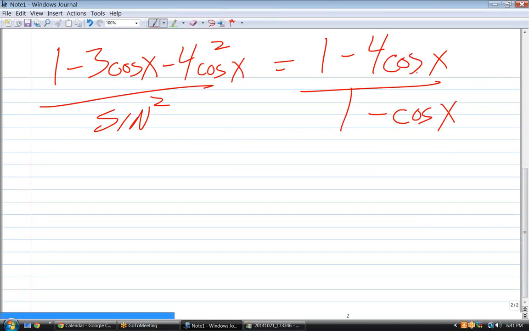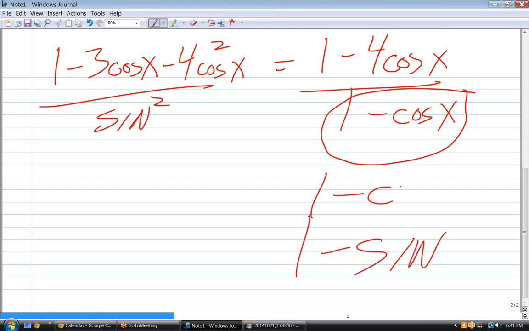Now, it looks like the left is the more complicated side, but it really isn't. The right is the more complicated side. Why? Because we have a fraction and the denominator is a binomial term. It's not a single term. So it's really better to operate on the right in this case. Here's the thing you want to look for. Whenever you see 1 minus cosine or 1 minus sine, either one, you usually want to multiply by the conjugate.